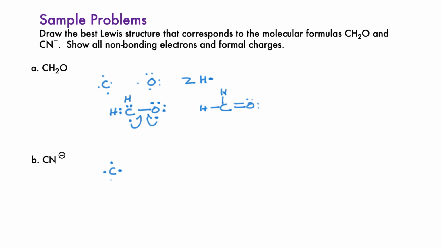In B, we have a carbon atom, a nitrogen atom, and a single electron. Bond the two atoms and push together electrons 2 times to make a triple bond. Carbon is left with only 7 electrons, so give it the extra electron to complete its octet. Put the negative charge right beside the carbon.